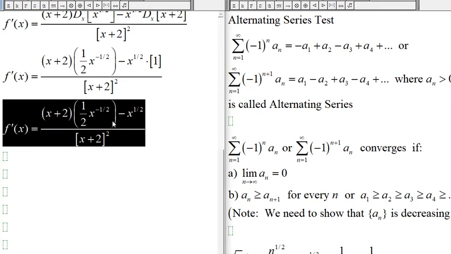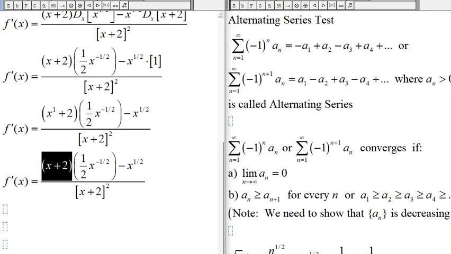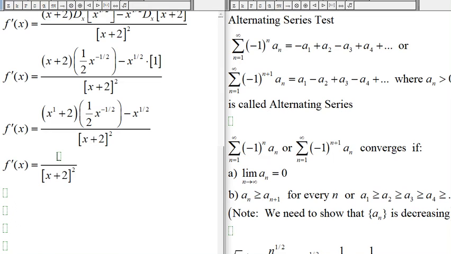And then right here, x times 1/2, this is the same as x to the first. So it's x to the first times 1/2, x to the negative 1. So x to the first times 1/2, x to the negative 1, that would be 1/2 x to the 1/2. Remember that when we multiply, we add the exponents. So 1 plus negative 1/2 is 1/2.